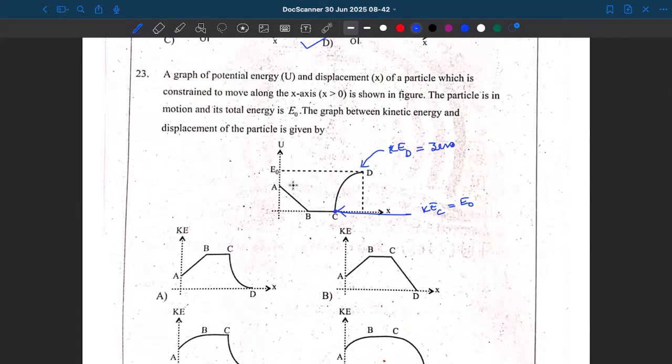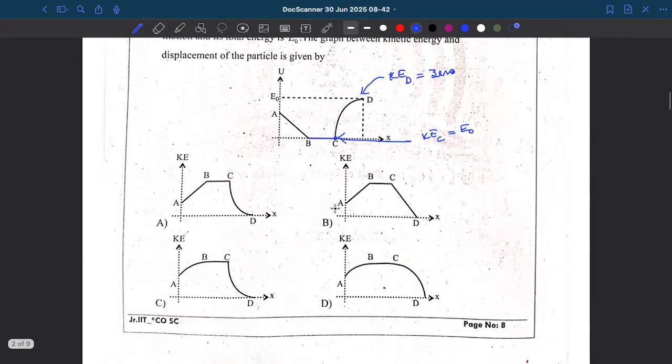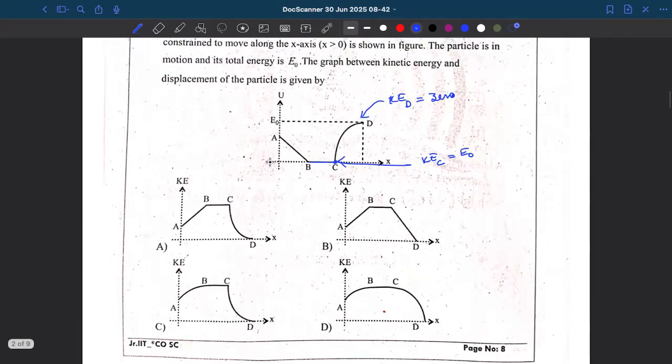See, one important point is here, 23rd question. Between B and C, potential energy is 0, means kinetic energy is constant, right? And one more important point is, this is curved actually. One thing is very clear that I can say confidently, it can't be a straight line. So you need to confirm the graphs between these three, right?